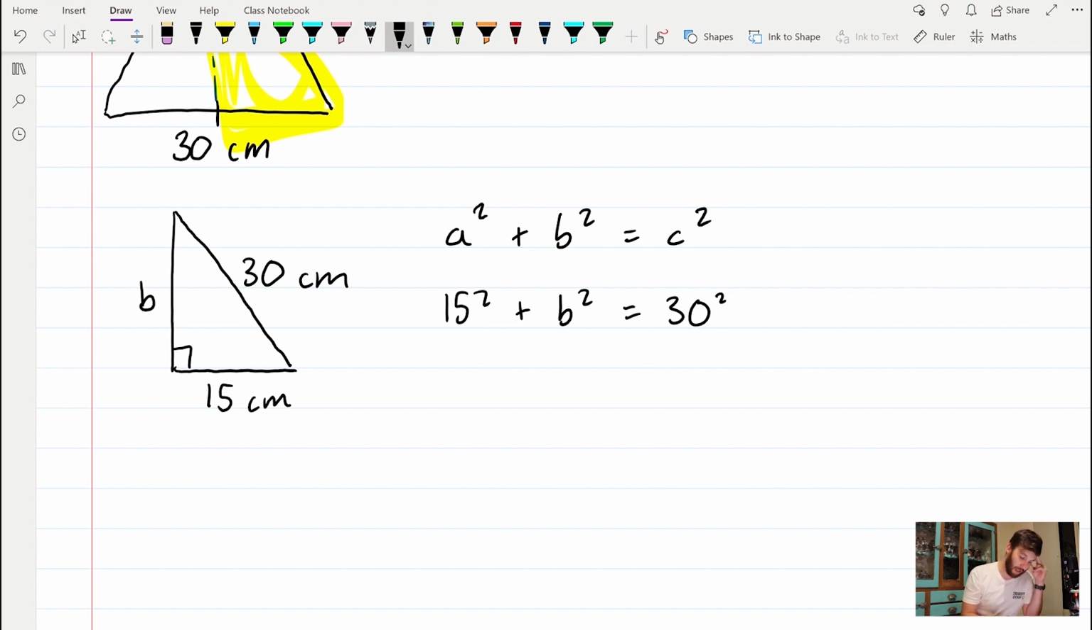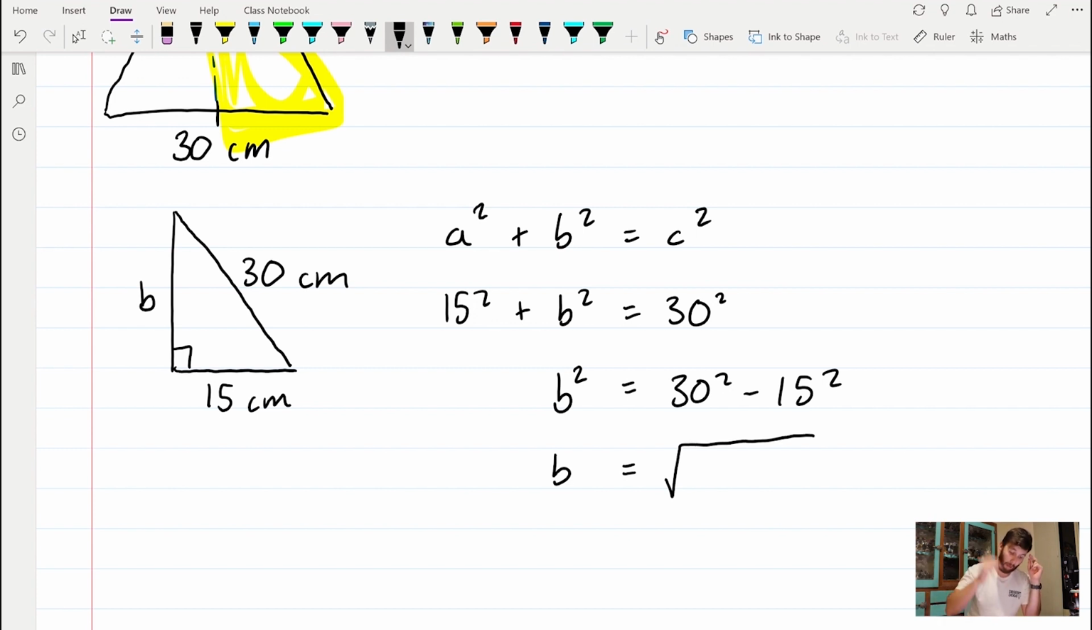So then rearranging that, b squared is going to be given by 30 squared take away 15 squared. Therefore b will be given by finding the square root of 30 squared minus 15 squared, which turns out to be the square root of 675. Now if you work out what that is as an actual number, it's going to give you a pretty long series of decimals. It looks like it's a non-terminating decimal.